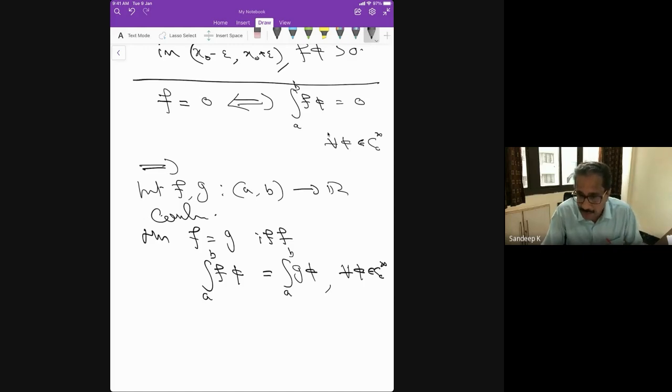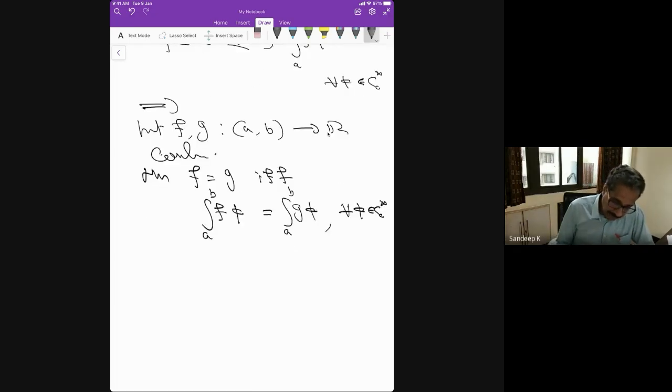So I have found another way of distinguishing functions. Two distinct functions f and g, saying f is not equal to g, is equivalent to saying that there exists some phi such that the integral of f into phi is not equal to the integral of g into phi. So this gives me a thing. Now, what are these objects?